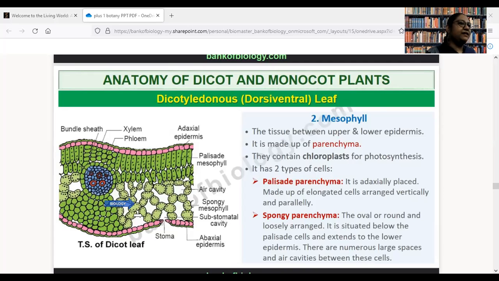And more the parenchyma, don't forget the main function of the leaf is to go for photosynthesis. It needs to take care of the food of the whole plant. So that's why in the upper surface it has palisade parenchyma, which will be helpful for production of food. Understood?